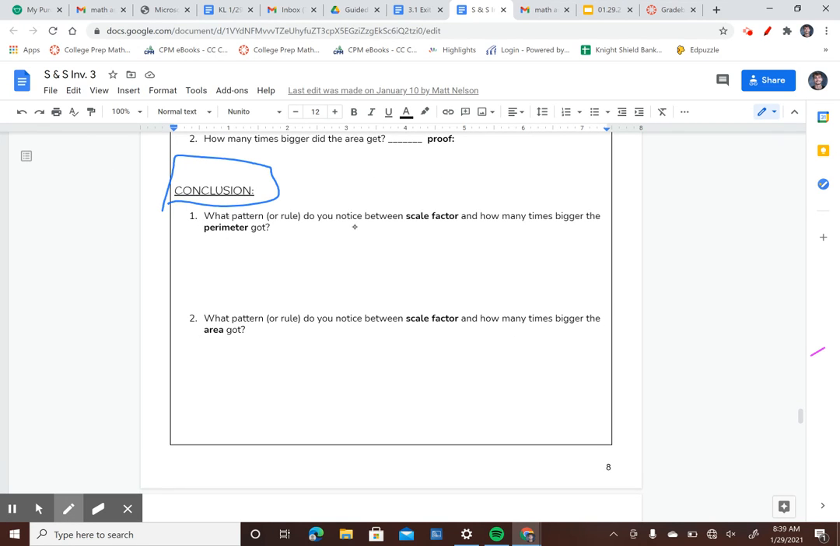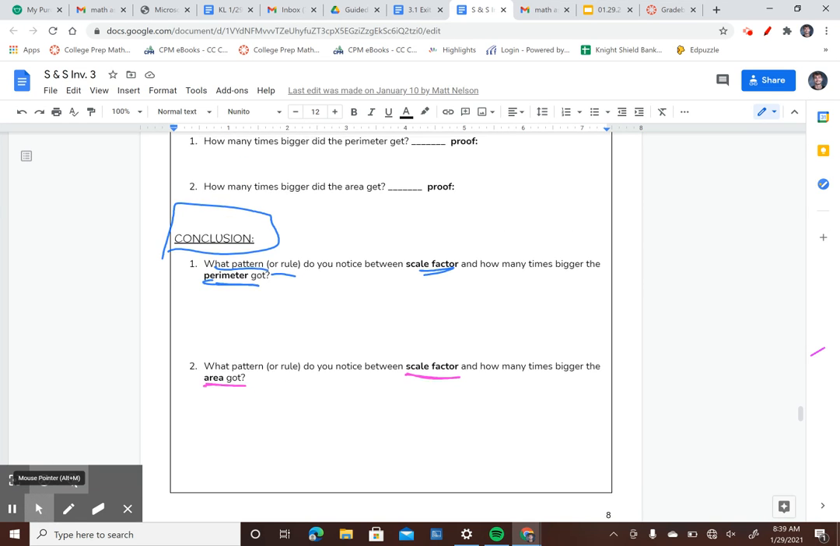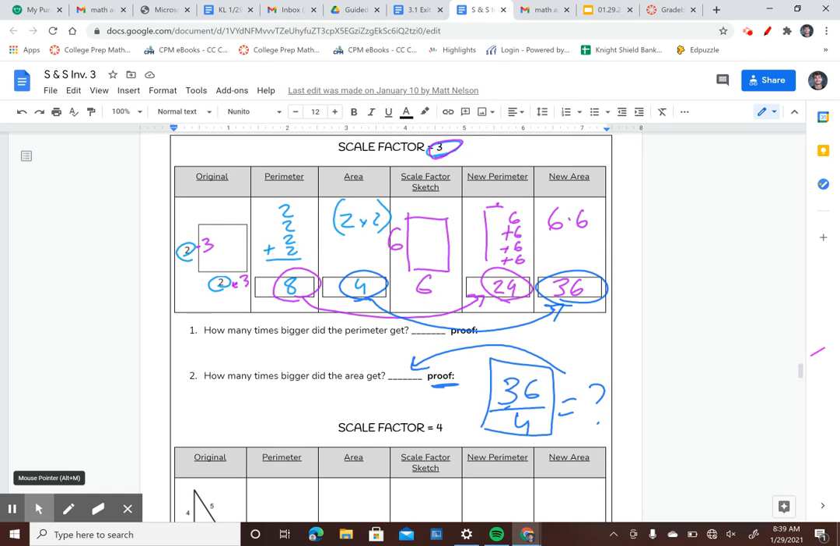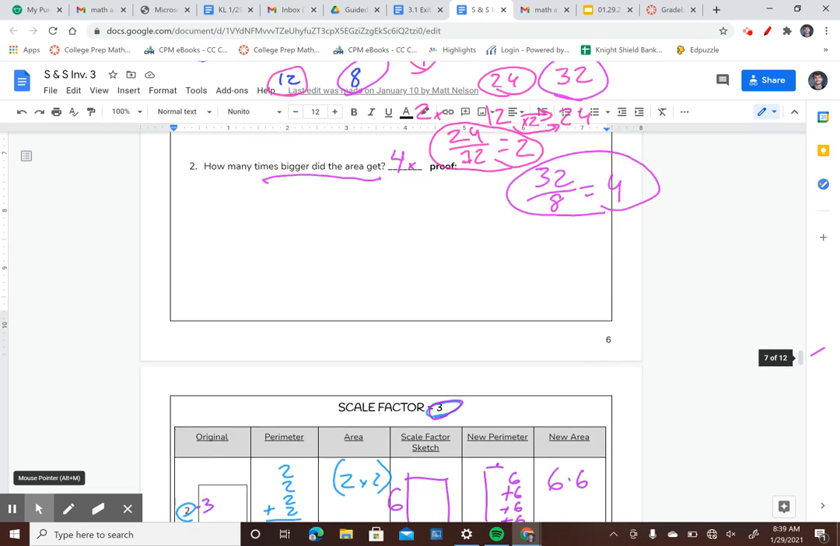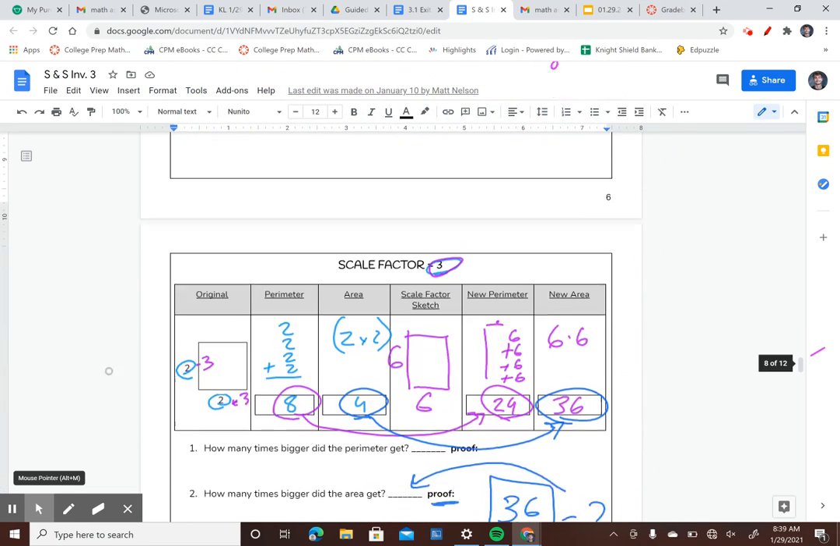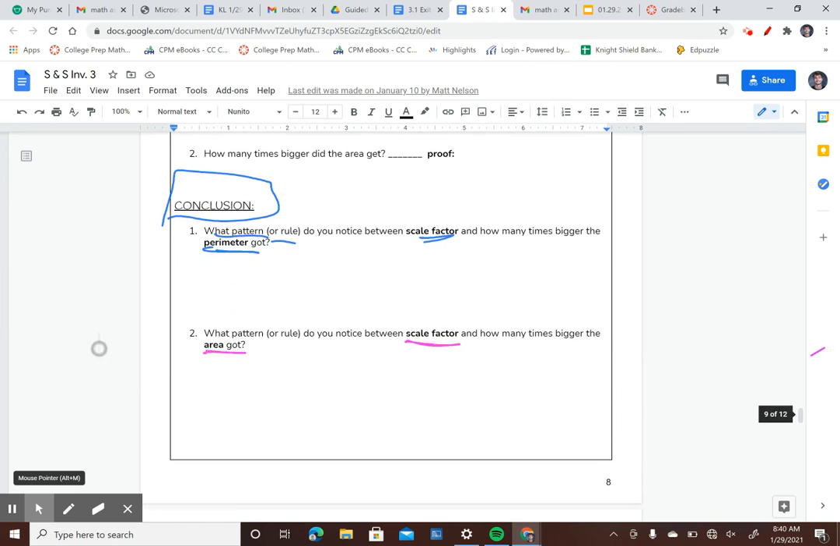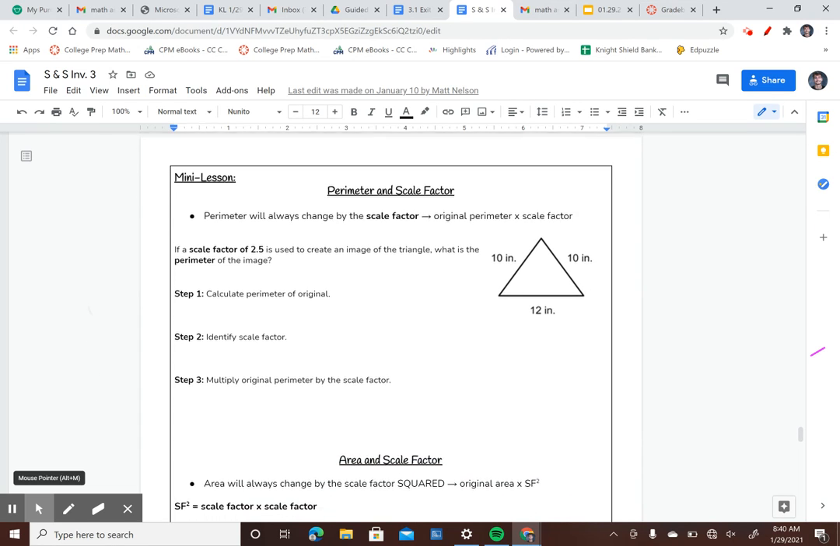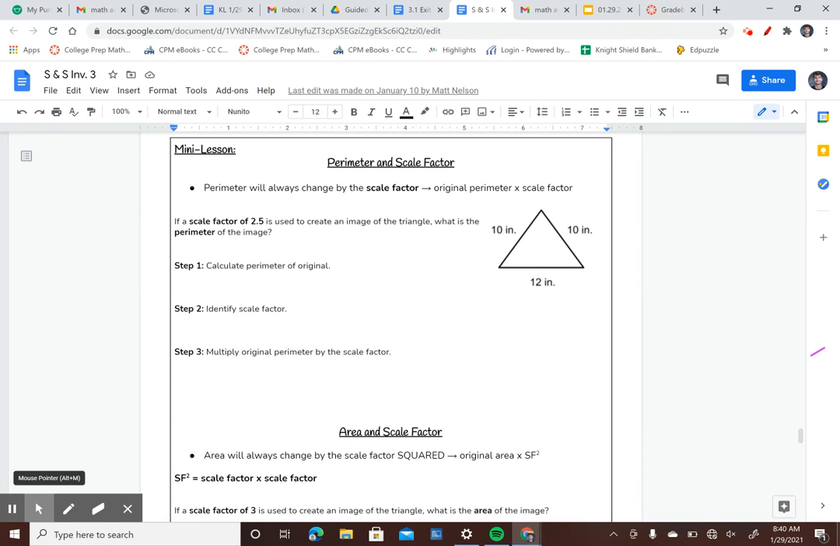It says, what pattern or rule do you notice between the scale factor and how many times bigger the perimeter got? And then also, what is the pattern or rule that you notice for scale factor and how many times the area got bigger? Okay, so we're going to have to look back up here and see how much bigger our perimeter got, and how much bigger our areas got. See if we can find a rule here. And then after that, you're going to move on to the next mini lesson. And it's about perimeter and scale factor. So this is the rule that we should have found.